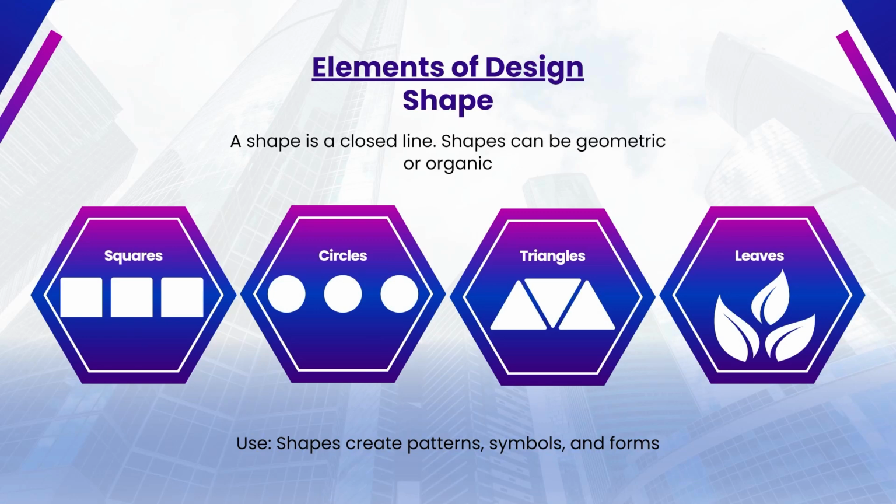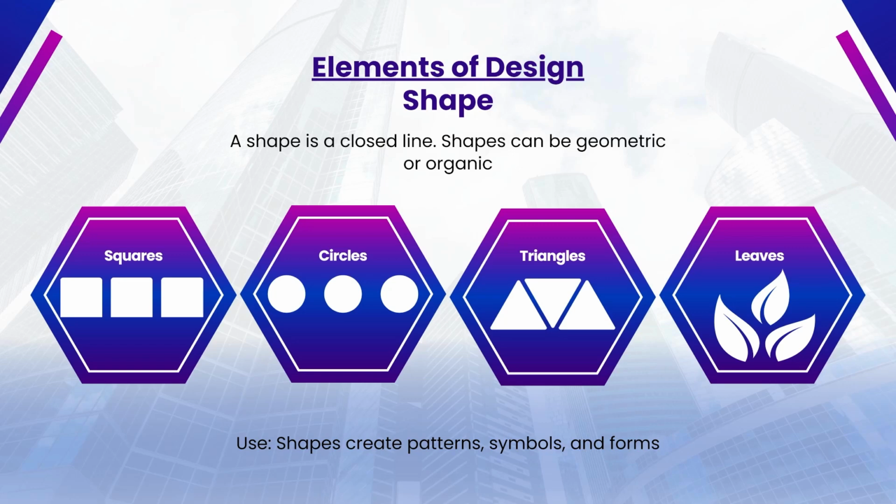So we have the shape. A shape is a closed line. Shapes can be geometric or organic. You can see different types of shapes that we have. We all know these shapes. We have the square, we have the circle, we have the triangle, we have the leaves.